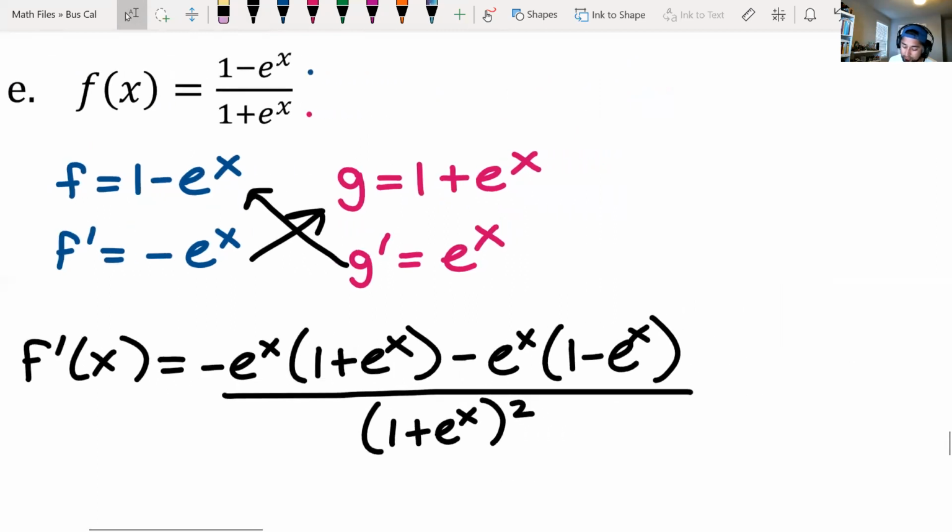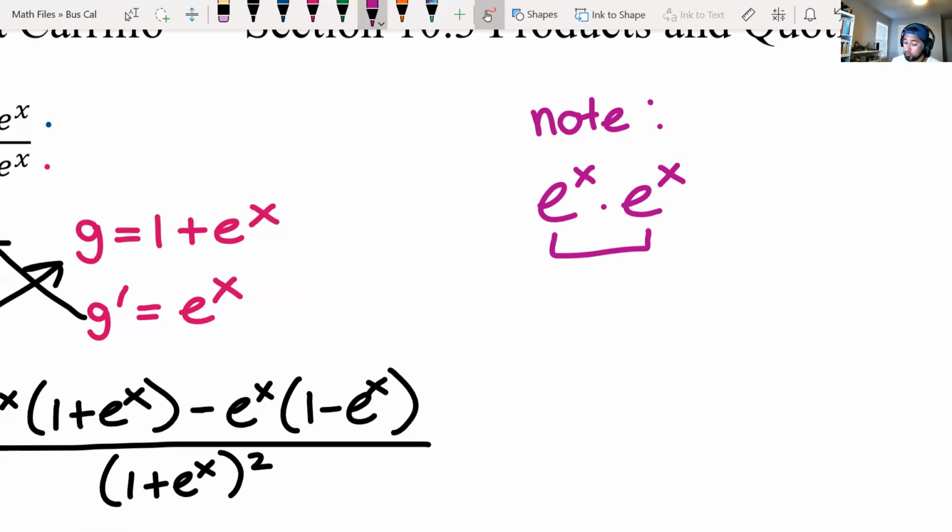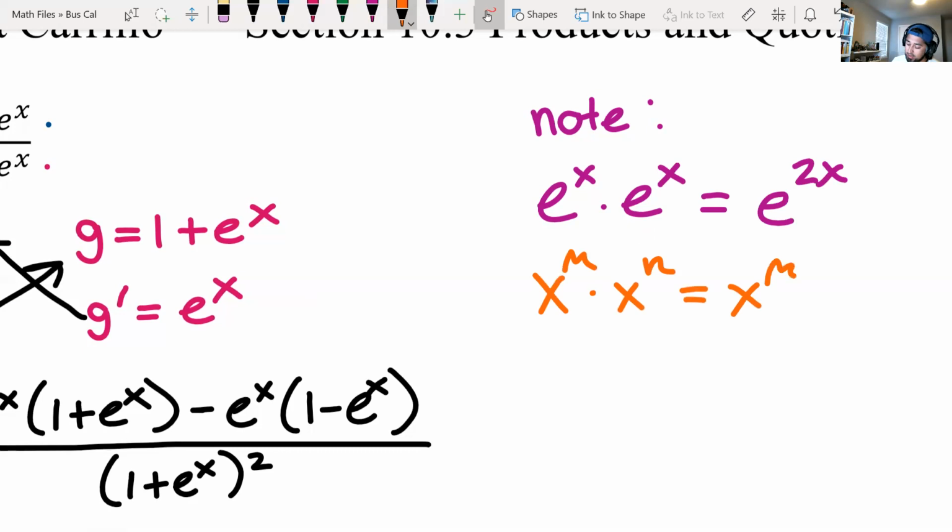So a real quick note on that. I'll say a little side note. When you multiply e to the x times e to the x, well, the algebraic rule for exponential bases, since these are the same base, is that you add the exponents. So x plus x gives me e to the 2x. This follows the same algebraic rule of x to the m times x to the n gives me x to the m plus n. So whenever your bases are the same, all you have to do is add the exponents. And it goes the same for e to the x. So let's try that out over here.